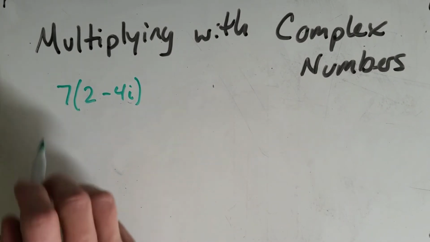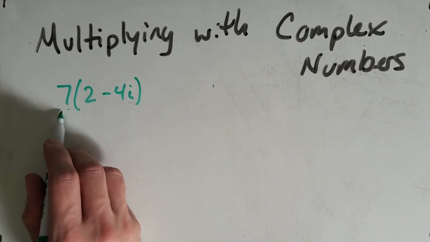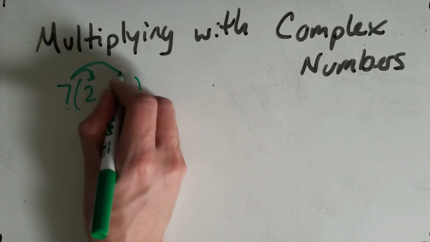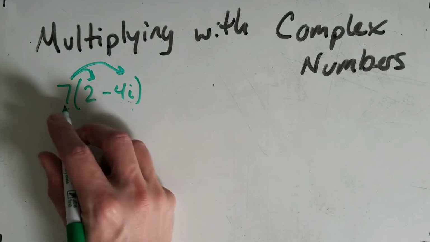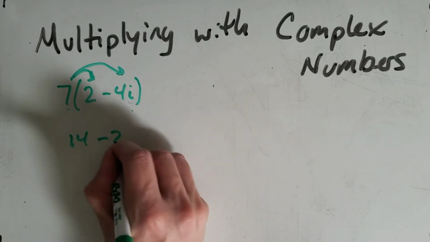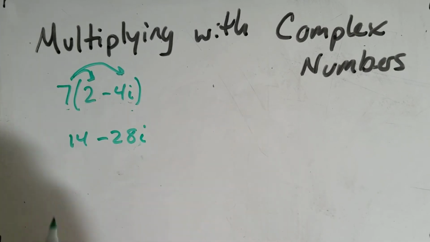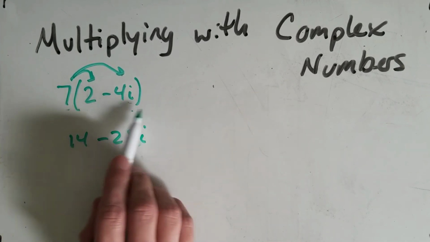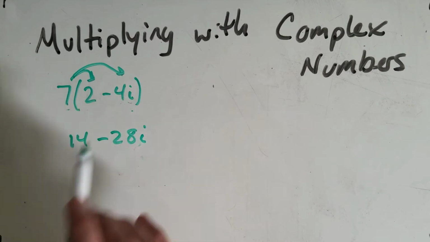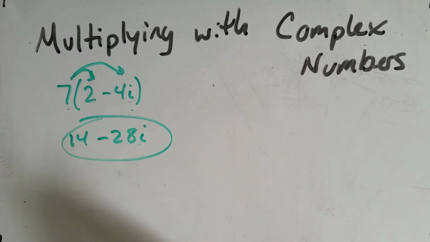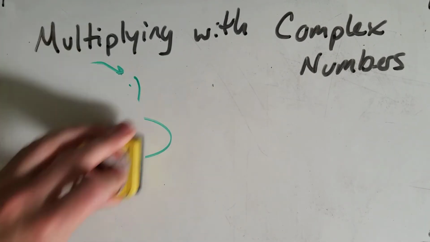So our first example, we have a real number and we're multiplying it by this complex number. All we're going to do is distribute. So 7 times 2 is 14, 7 times negative 4, negative 28. We're going to have that i still attached, still the imaginary part. So 7 times the complex number 2 minus 4i is 14 minus 28i. And just like that, we're all done. So that's how you can multiply a real number by a complex.